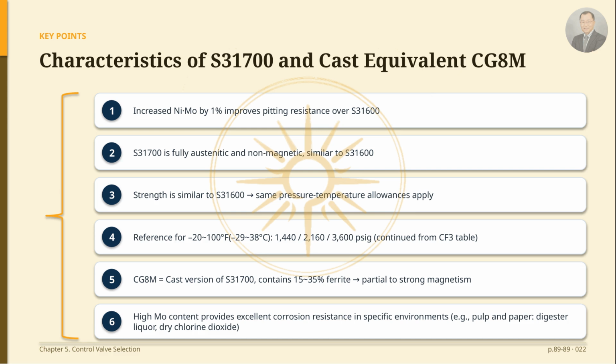In general, type S31700 has better corrosion resistance than S31600 in certain environments due to its higher molybdenum content, and it shows excellent resistance to digester liquor, dry chlorine dioxide, and many other pulp and paper environments.